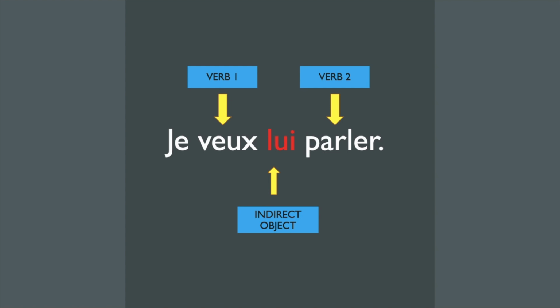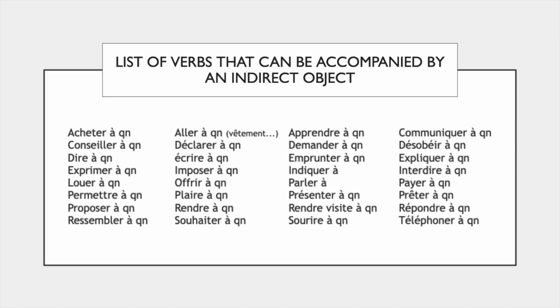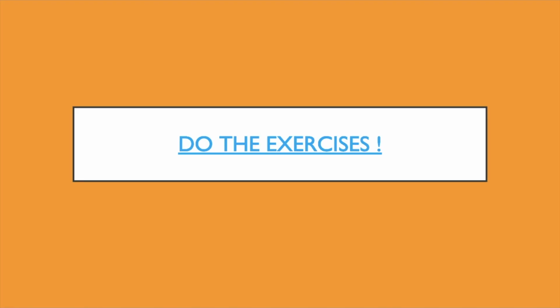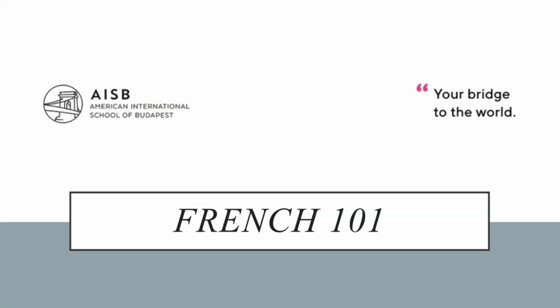And here is a list of all the verbs that will use an indirect object. You know some of them. You may want to jot down those that you don't know and try to remember them. Now, do the exercises.